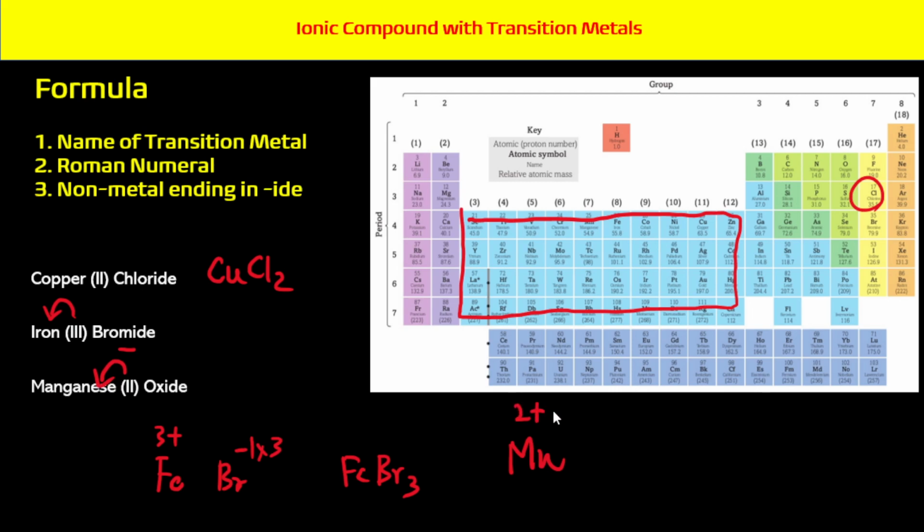Manganese(II) oxide. Manganese is Mn, and the Roman numeral represents the charge for the element in front, so it is 2+, and oxide is 2- as well because it's in group 6. So your formula is simply MnO because it is already balanced.